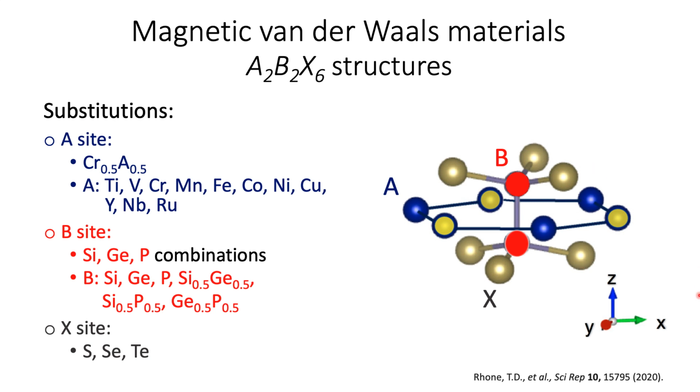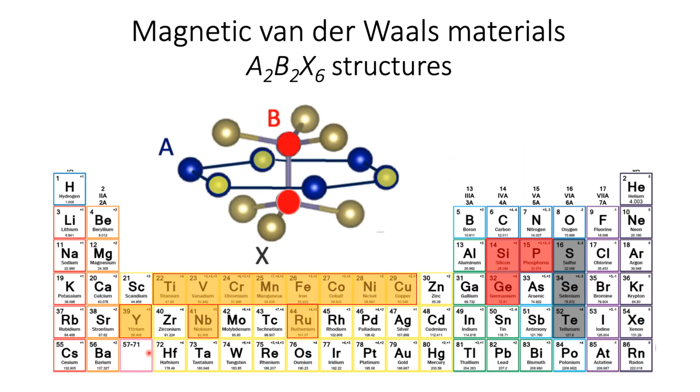In particular, we take one of two of the A sites in the unit cell and change it from chromium to something else, as shown here. We can make them titanium, vanadium, chromium, manganese, and so on. The B sites, we take combinations of silicon, germanium, and phosphorus atoms. For instance, the B sites can be both silicon or silicon germanium, or germanium phosphorus. And the X sites are going to be all sulfur, selenium, or tellurium. And if we take a look at the periodic table, this is how our A site substitutions are made, or B sites, and or X sites.